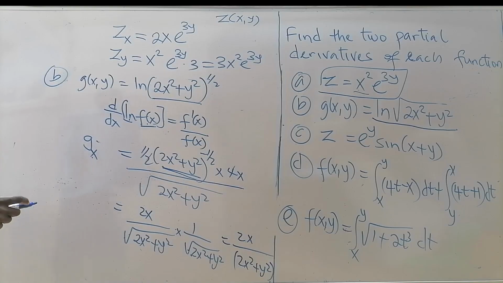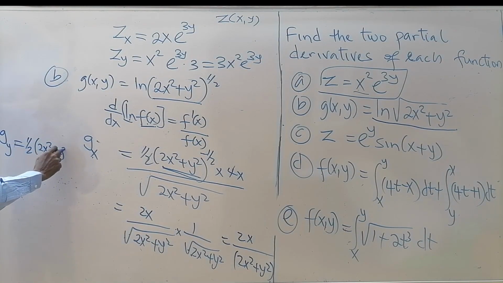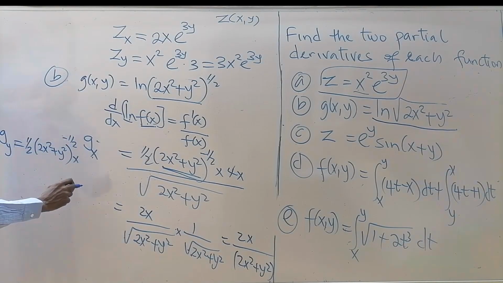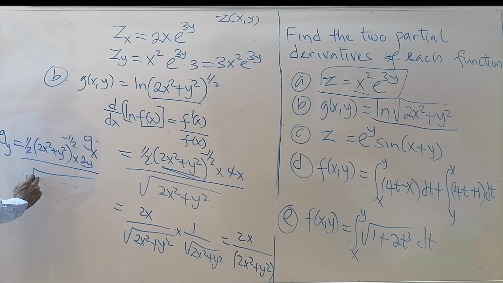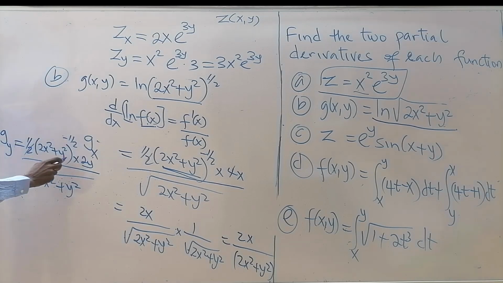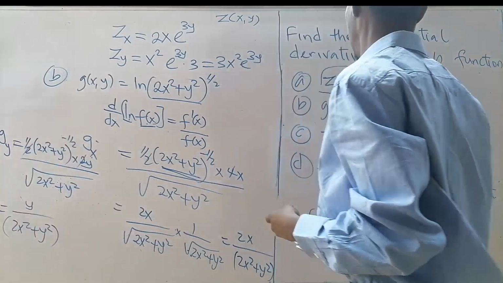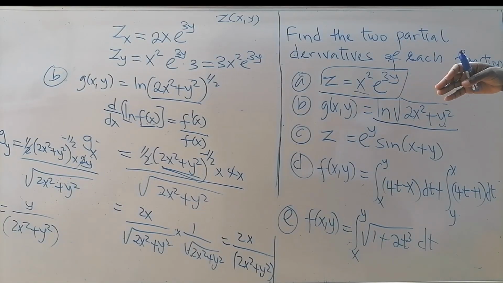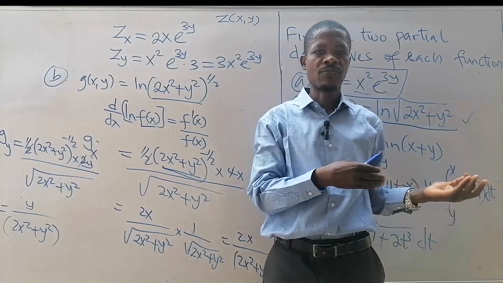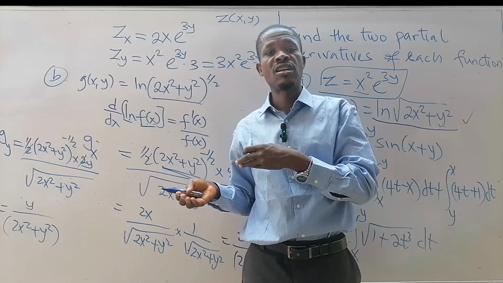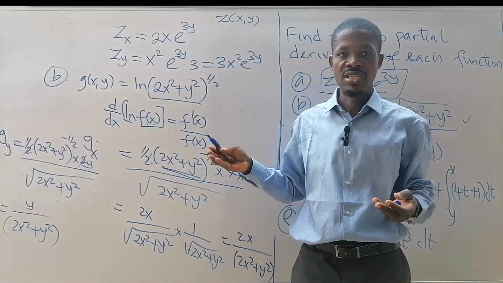And that will be the same way also. That will be g of y, and we do the same thing also. It's going to give you half the function, the inner function, times the derivative of the inner function, that's 2y over the function itself. So this one and this one we cancel. So you're going to have the two partial derivatives for this function. When you are told to find the two partial derivatives, it means you differentiate partially with respect to the first variable, and you differentiate partially with respect to the second variable. And that's that on this.